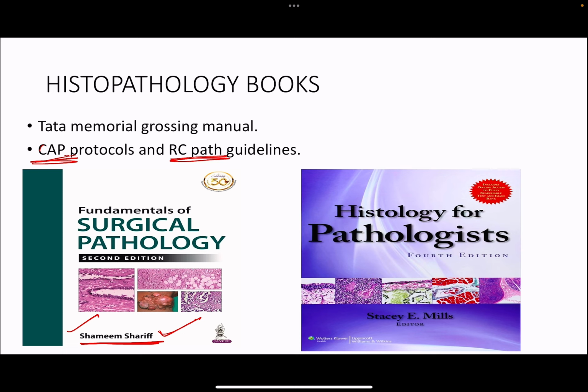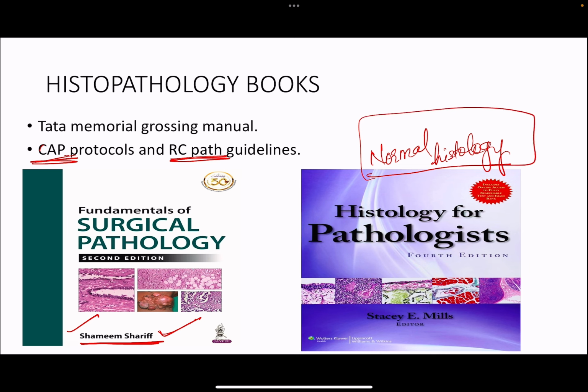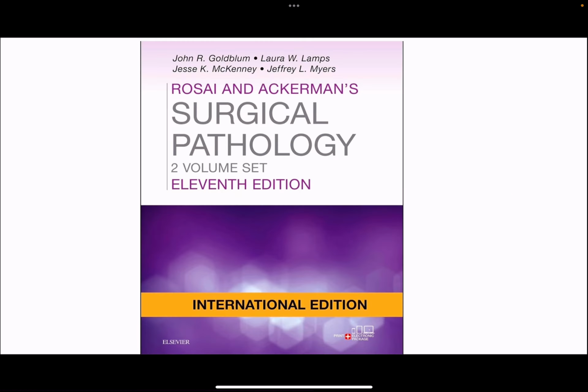In first year, you have to know the normal histology first, so that later you can know what is abnormal. For normal histology, you can read IB Singh's histology, which I do read. And this is a very standard book, like the Bible of Histopathology, Rosai and Ackerman's Surgical Pathology.